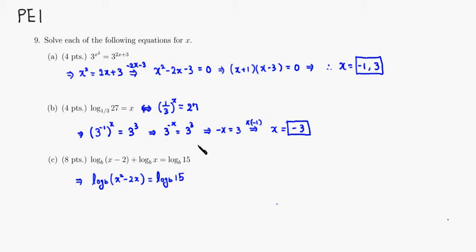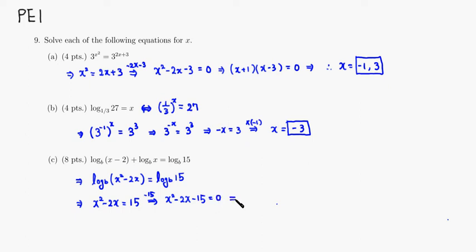Now we have the same log with the same base, so we just have to match the inside, otherwise we're going to get different values. This gives us x squared minus 2x is equal to 15. Then we can subtract 15 so that everything is on the left. So we have x squared minus 2x minus 15 is equal to 0.